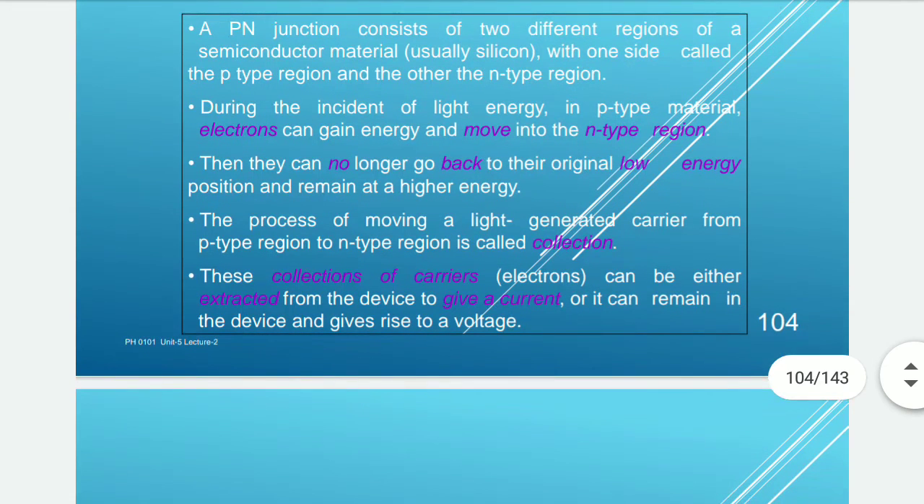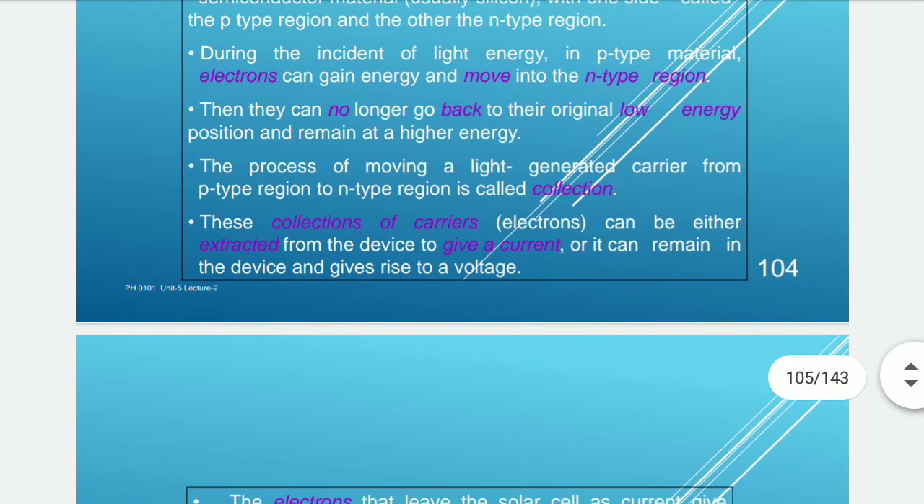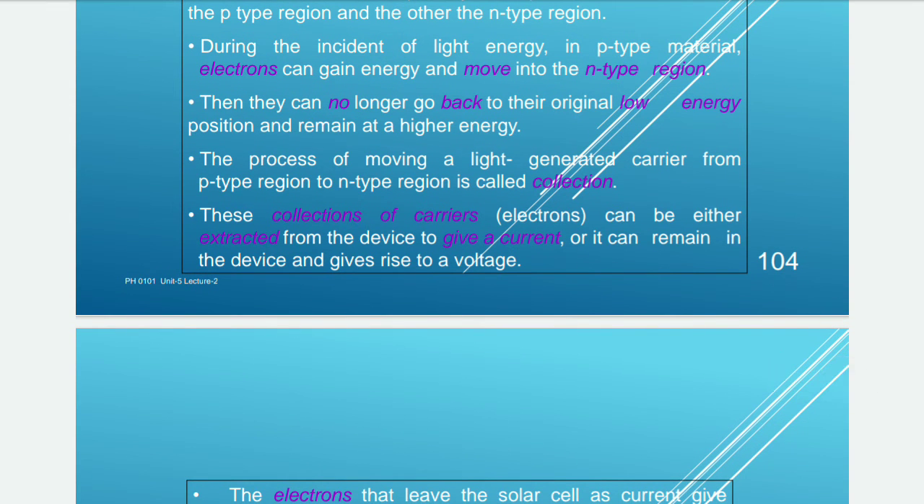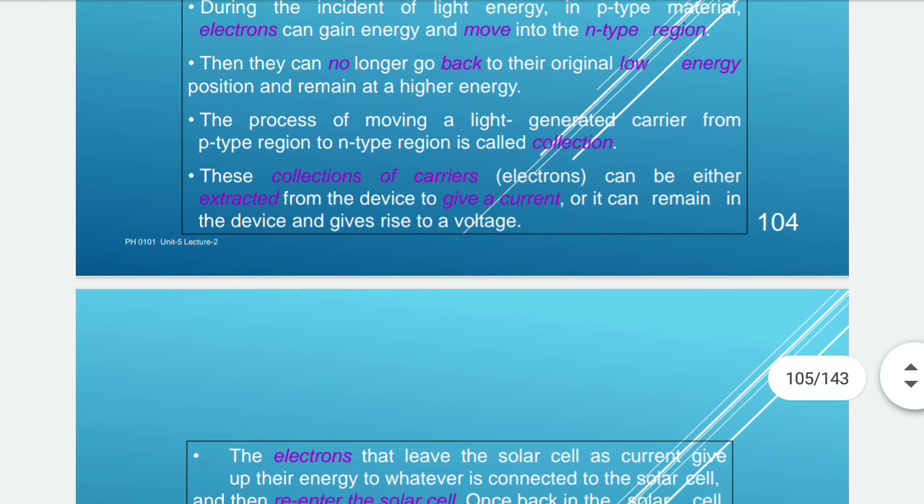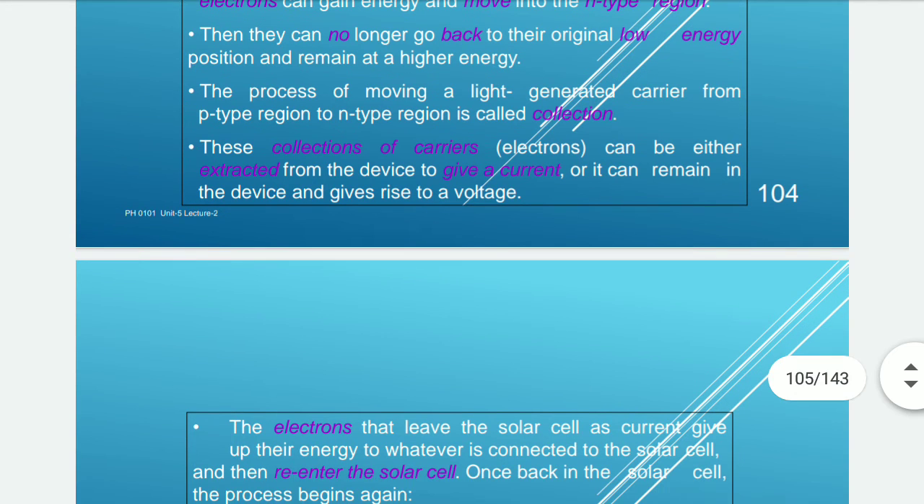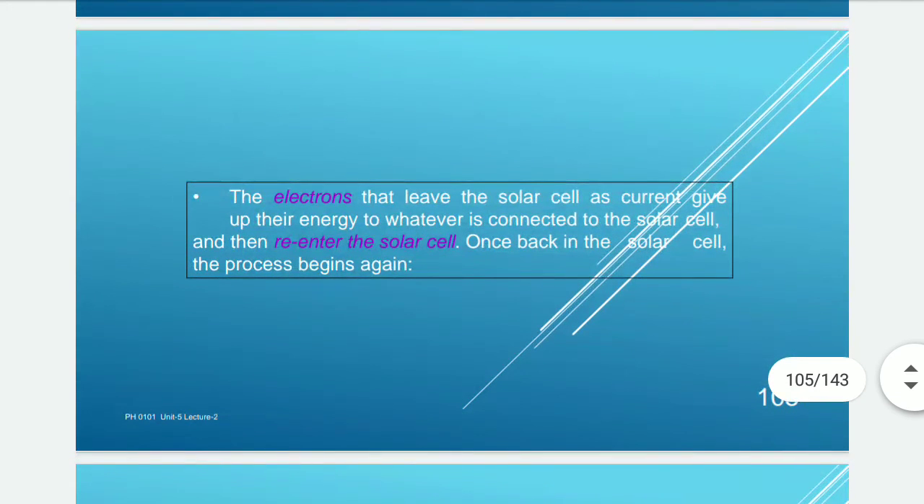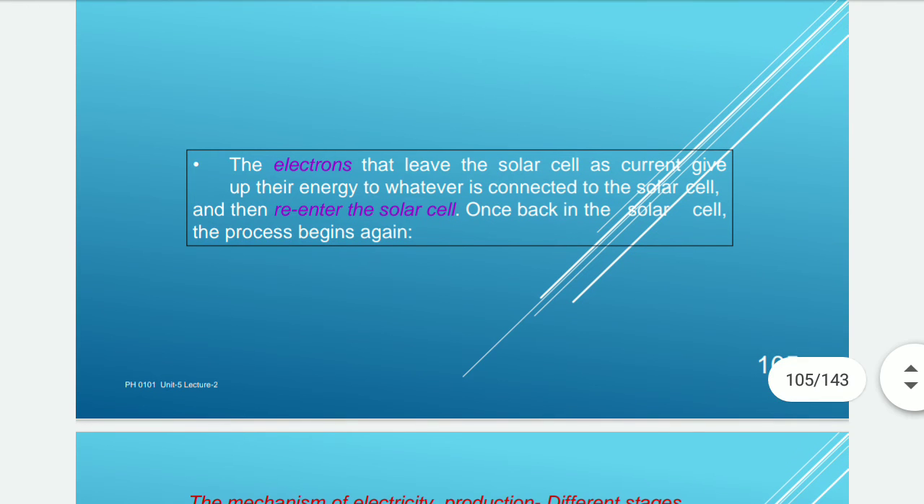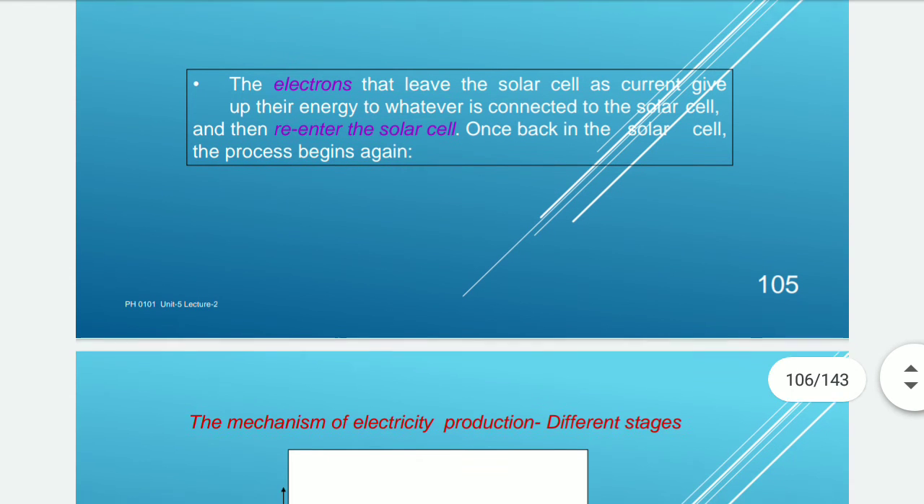During the incidence of light energy in p-type material, electrons can gain energy and move into the n-type region. They can no longer go back to their original low energy position and remain at a higher energy. The process of moving a light-generated carrier from the p-type region to the n-type region is called collection. With this collection of carriers, electrons can either be extracted from the device to give a current, or they can remain in the device and give rise to a voltage. Now, the electrons that leave the solar cell as current give up their energy to whatever is connected to the solar cell and then re-enter the solar cell. Once back in the solar cell, the process begins again.